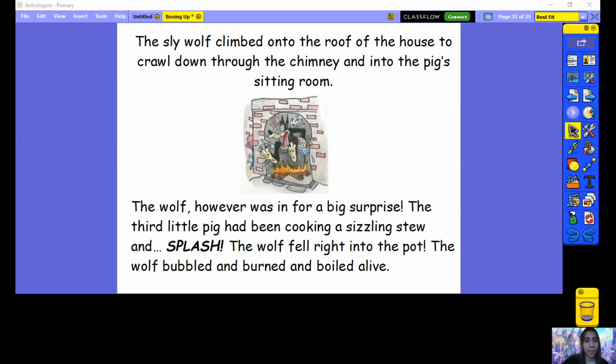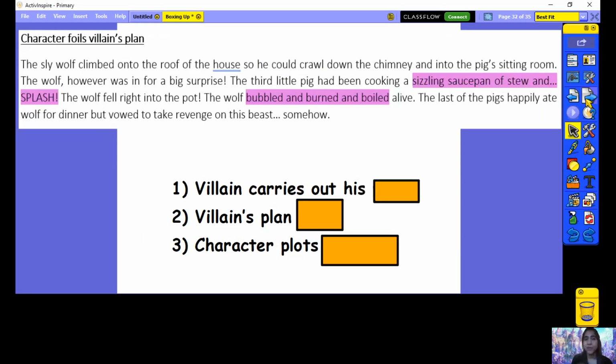Oh dear. Okay, so in this section, the third character foils, so defeats almost in a way, the villain and his plan. So again, I've got 1, 2, and 3, and I wonder if you can write a little note here to tell me what happened. So number 1, the villain carries out his what? Number 2, the villain's plan what? And number 3, the character, so our pig, plots what? So pause the video here before I reveal the answers.